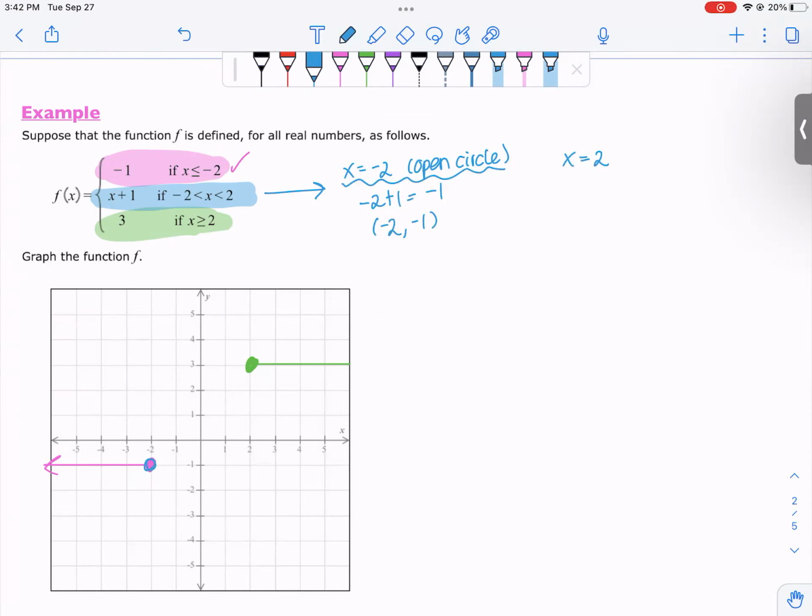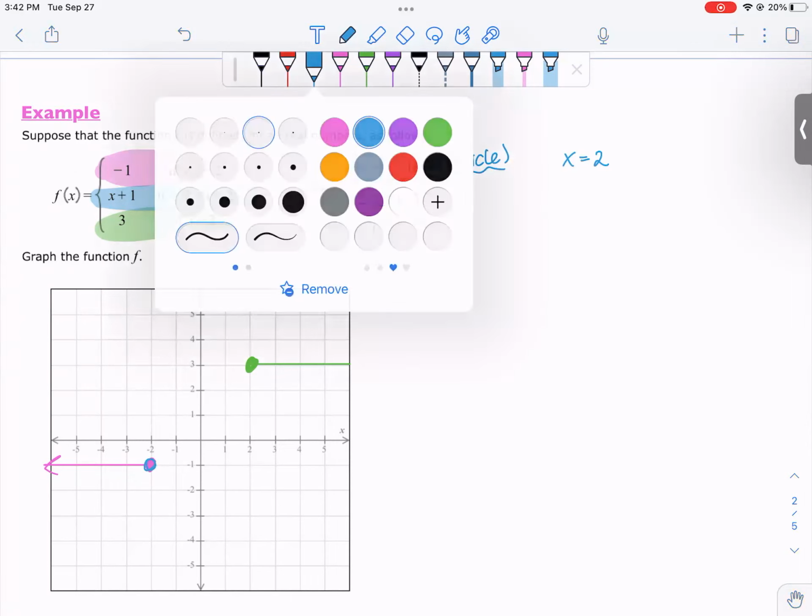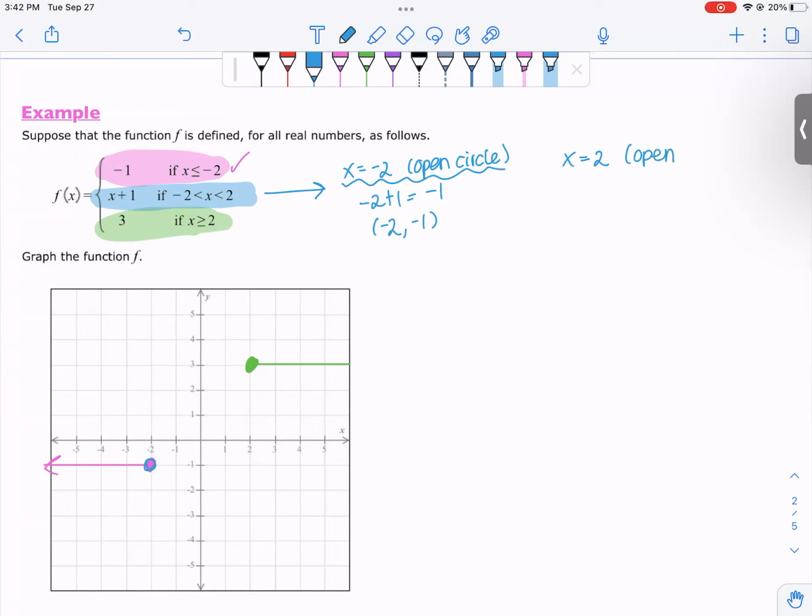For x equals 2, using this function, we're doing an open circle. Plugging in 2 to this function, x plus 1. 2 plus 1, that's 3. This is the point 2, 3 that we have an open circle at. And goodness gracious, there's already a circle there. So we have 2 points on this hypothetical line. We can connect them together. And that's what my graph looks like.